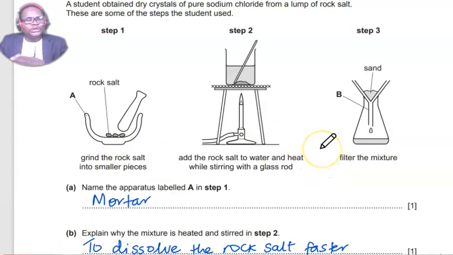Now, usually these questions are around separation techniques and labeling apparatus. So the first question here says, name the apparatus labeled A. Okay, this is a mortar. That's a mortar for grinding the rock salt.